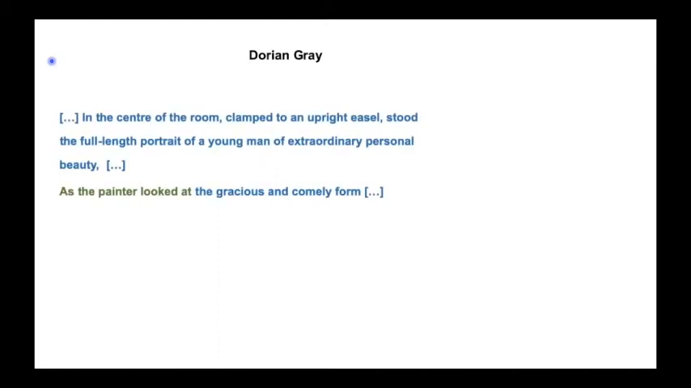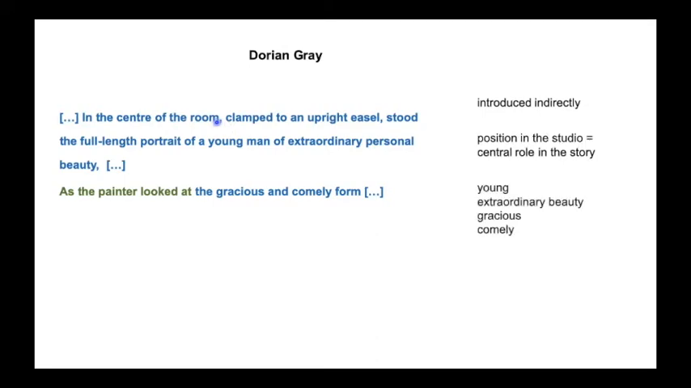The second character to be introduced, though indirectly, is Dorian Gray. We don't know his name yet, but we understand he must be the protagonist because of the way his figure is described. His portrait is full length, a figura intera, on an upright easel, thus reinforcing the concept of verticality as if it were dominating the scene, and also it is positioned in the center of the room, a reference to the center of the story. Dorian is described as young, of extraordinary beauty, gracious, and comely.